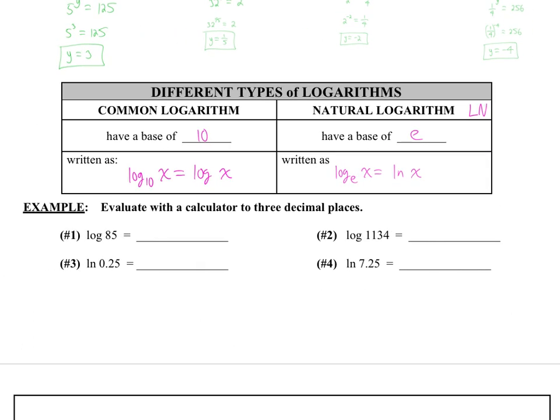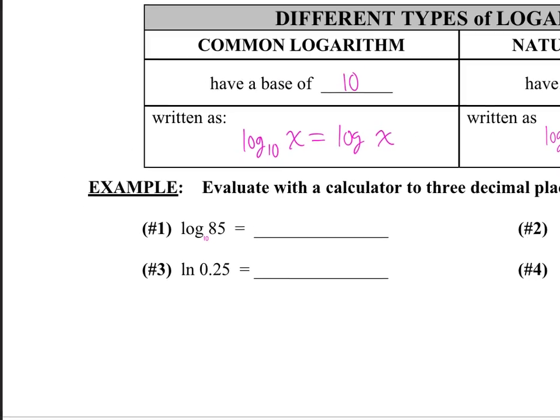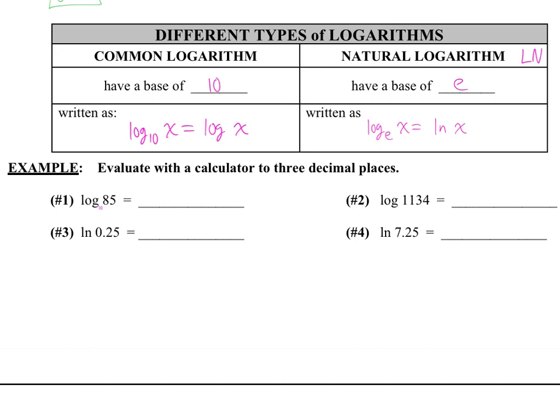Regular log is going to be base 10. Okay, so it says evaluate with a calculator to 3 decimal places. So why don't you go ahead and see if you can figure these out. You're just going to plug them into your calculator. So first thing, I'm going to give a hint: log of 85, that's automatically just base 10. See if you can give these a try, and we'll go through the answers in a second.